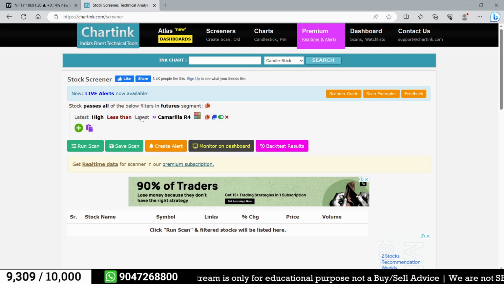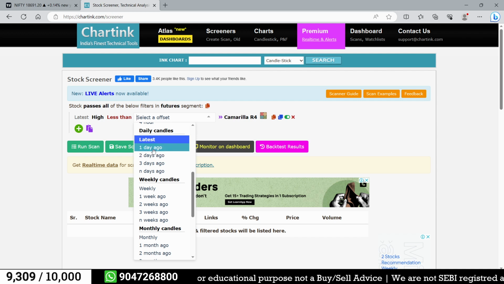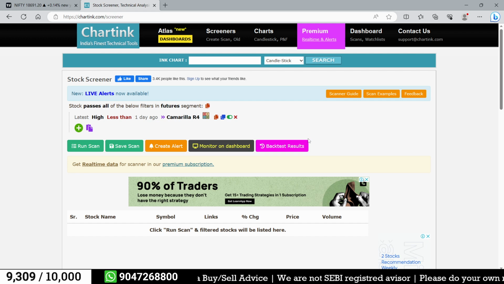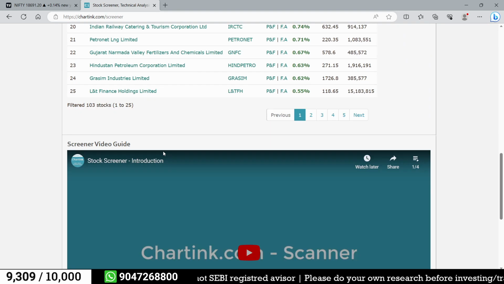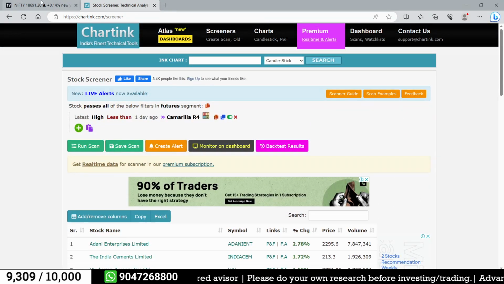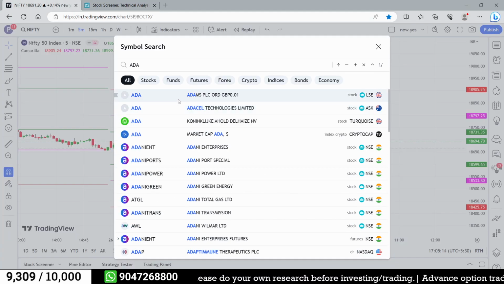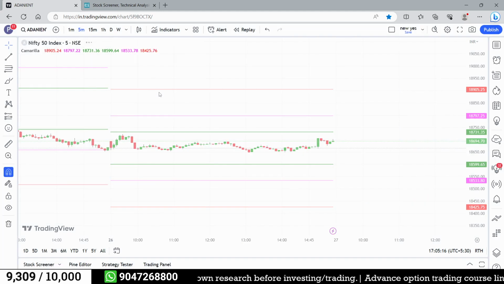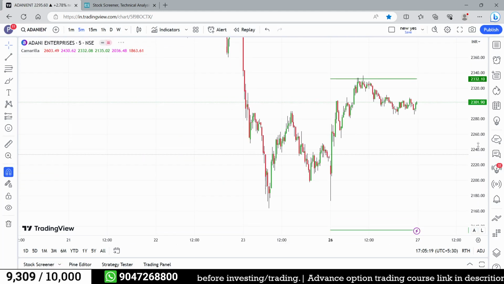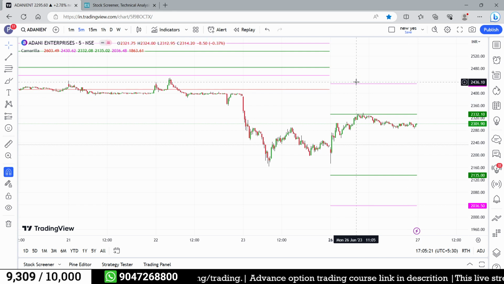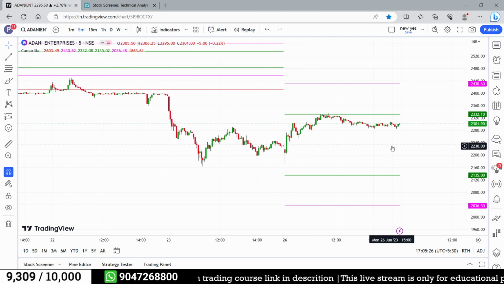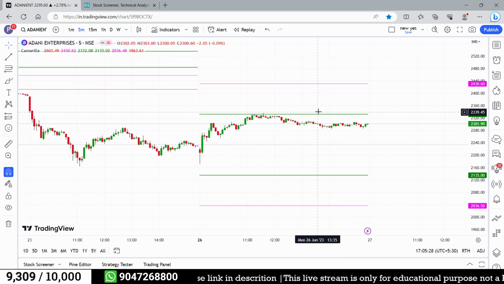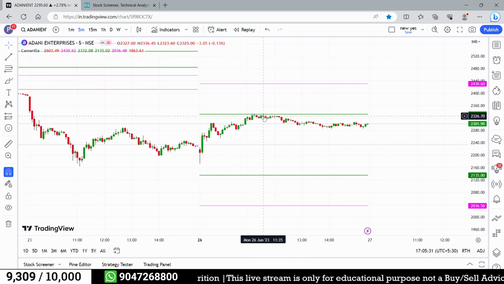If you are using the latest, it will not give you the exact thing for Camarilla R4, so we can use 1 day ago. We are using the current day live scanner. You can see Adani Enterprise, India Cements, a lot of stocks. Let me check Adani Enterprise. Yes, it is less than the R4; here is the pink line as R4. But I was going to find a trade opportunity, look at this.